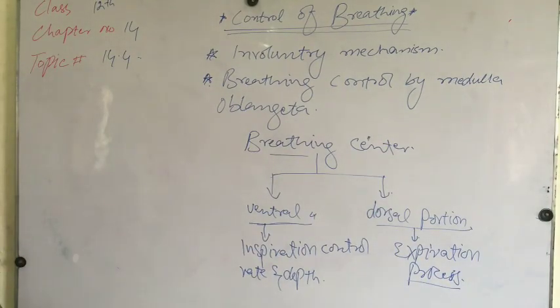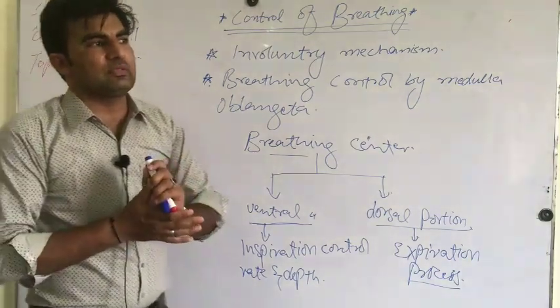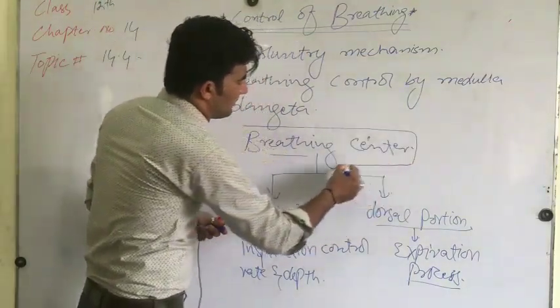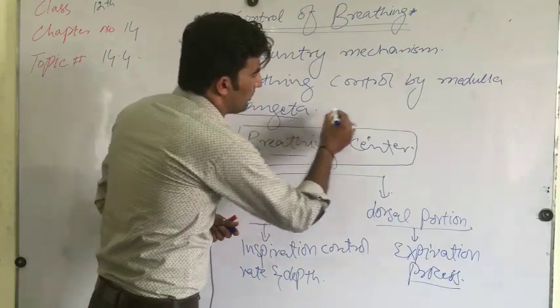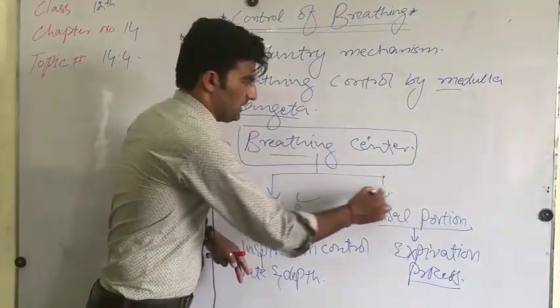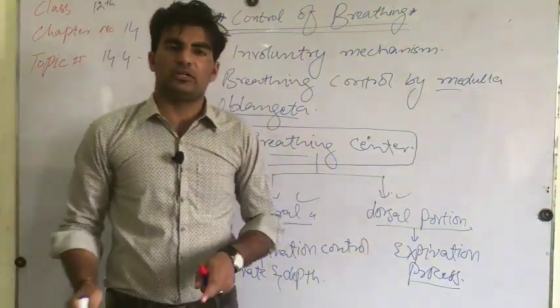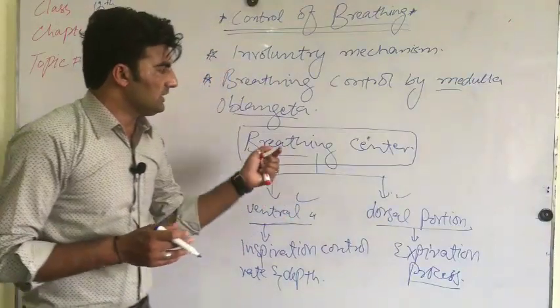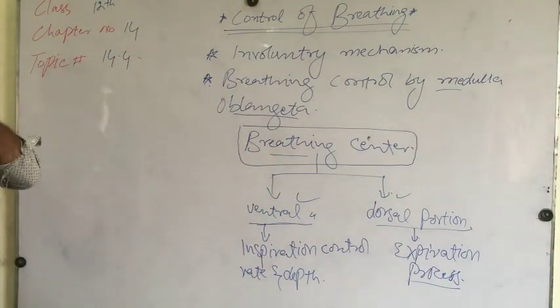The breathing center communicates with the intercostal muscles as well as with the diaphragm. What is the breathing center? As we discussed earlier, the breathing center is present in the medulla oblongata, and it further consists of two portions, ventral and dorsal. The breathing center is also linked with the diaphragm as well as with the intercostal muscles. Where are the intercostal muscles located? The intercostal muscles are located between the ribs; all the ribs are attached to one another through the intercostal muscles.